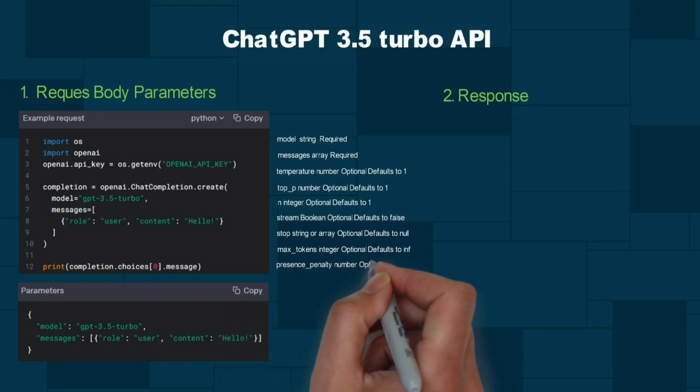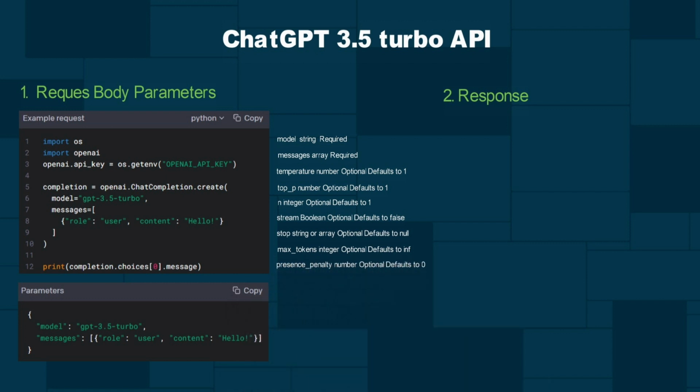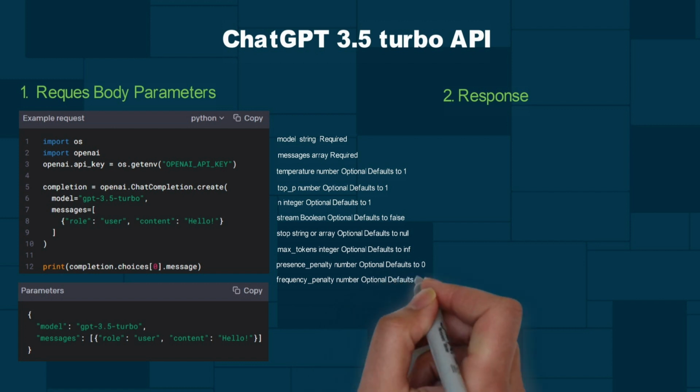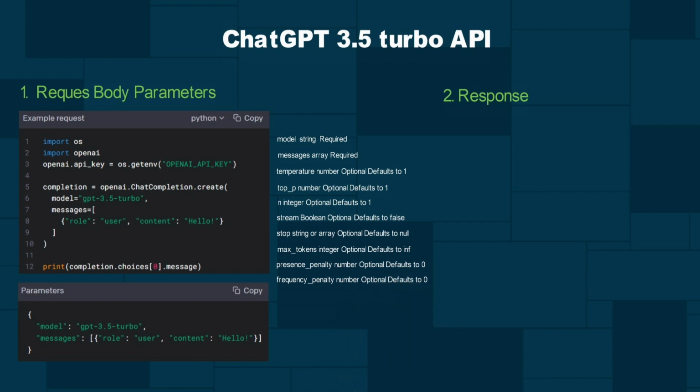Presence penalty, number, optional, defaults to 0. Number between -2.0 and 2.0. Positive values penalize new tokens based on whether they appear in the text so far, increasing the model's likelihood to talk about new topics. Frequency penalty, number, optional, defaults to 0. Number between -2.0 and 2.0. Positive values penalize new tokens based on their existing frequency in the text so far, decreasing the model's likelihood to repeat the same line verbatim.